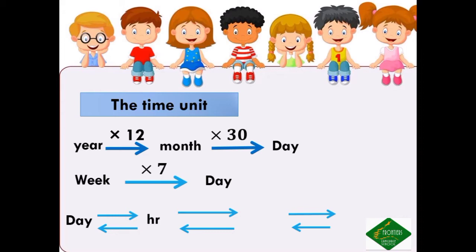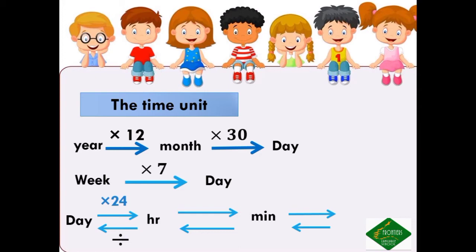1 day equals how many hours? 1 day equals 24 hours. So I multiply by 24. And if I want to convert from hour to day, I divide by 24.